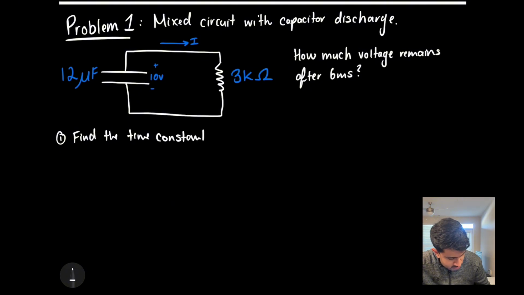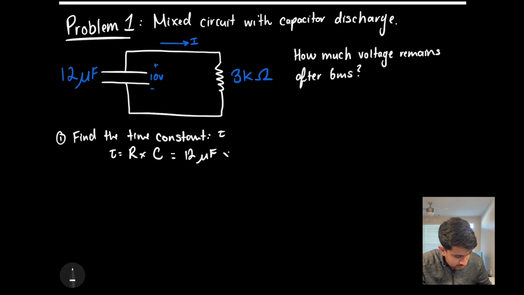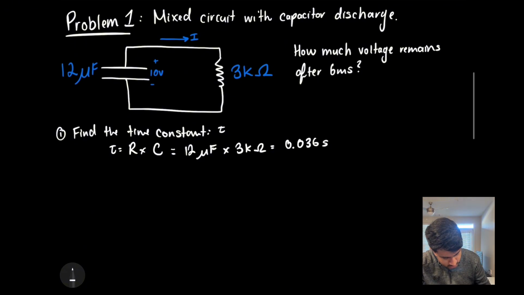And that time constant is going to be something called tau. Tau is equal to the resistance times the capacitance. Pretty simple equation. Therefore, 12 microfarads multiplied by 3 kilo ohms is going to give us a value of 0.036 seconds. This is the rate of discharge. Step number 2, we can actually find the voltage.